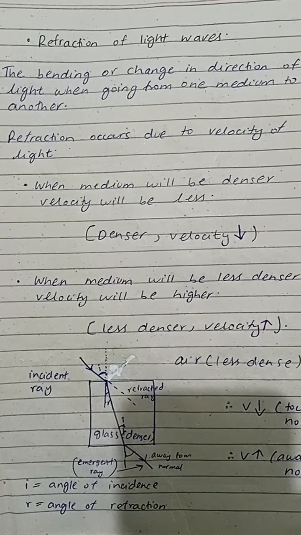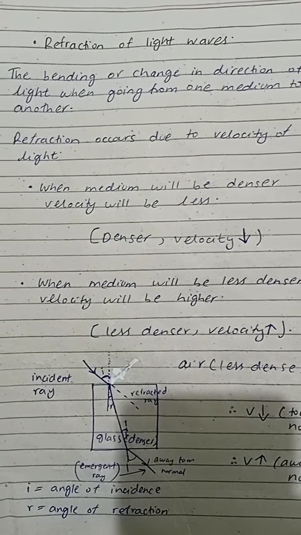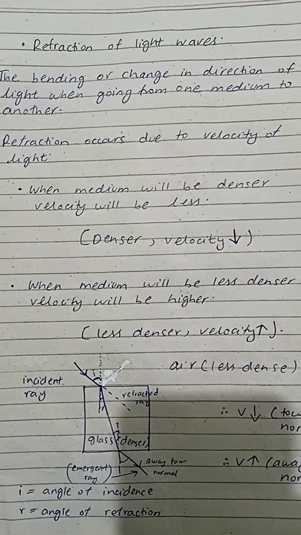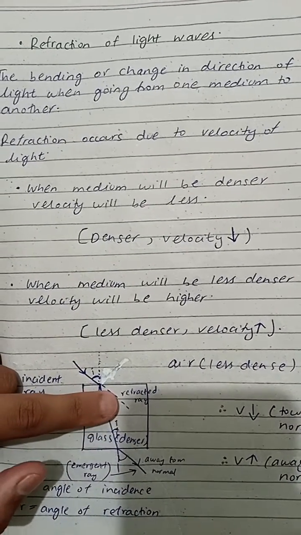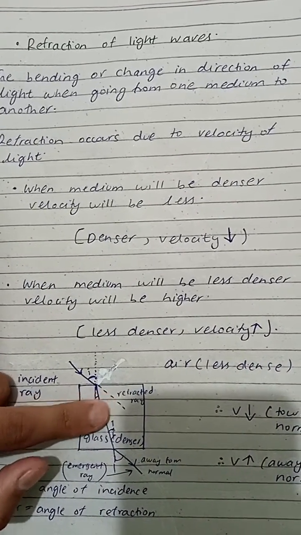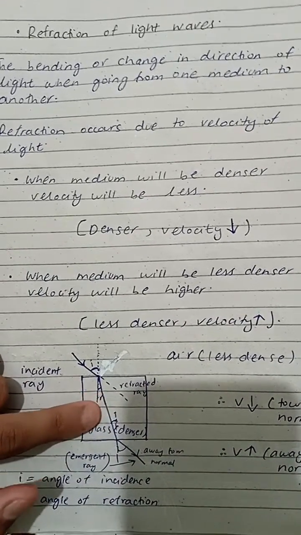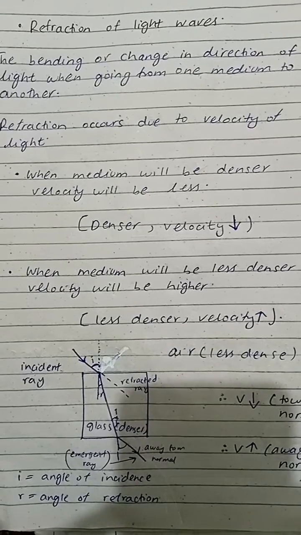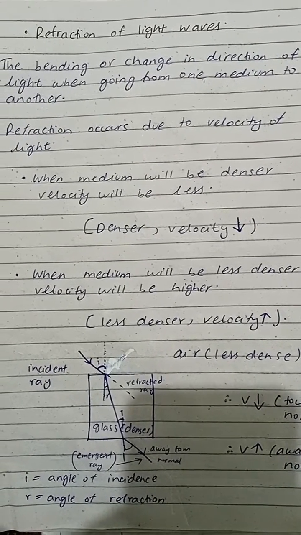Refraction occurs due to the velocity of light. The velocity of light will change here. When the medium is denser, velocity will be less. Glass is more dense, so velocity will be less. Air is less dense, it is rarer, and glass is denser. When the medium is less dense, rarer, the velocity will be higher. Okay, so that's the concept here.